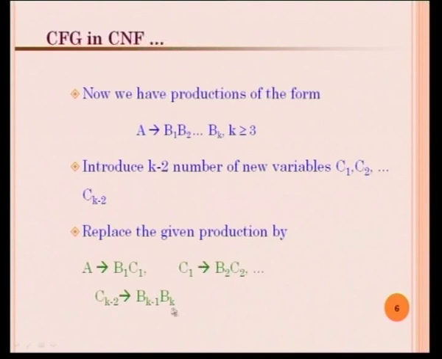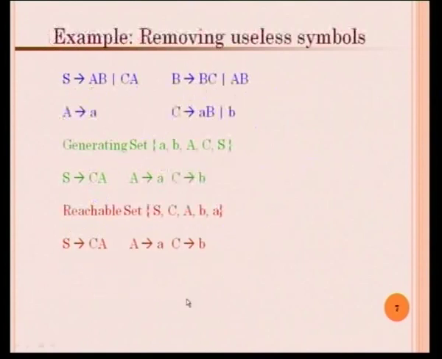Since only two variables are available on the right hand side, we can claim that this production is already in CNF. So this is the procedure for converting the given grammar into its equivalent CNF. Now we can see an example of how we convert the given context free grammar into the equivalent grammar in Chomsky normal form.